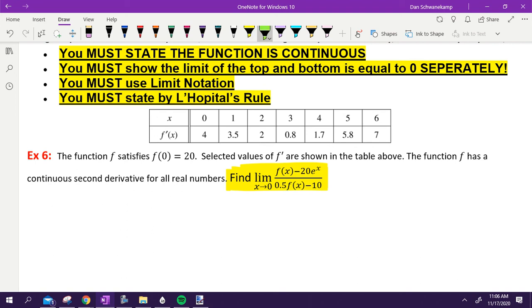The first thing we have to do is state the function is continuous. Just right off the bat, you see a L'Hopital or a limit problem, state that the function is continuous. We have to show that the limit of the top and bottom are equal to 0 separately. That's the most annoying part. I hate that they do that, but we're going to do it.